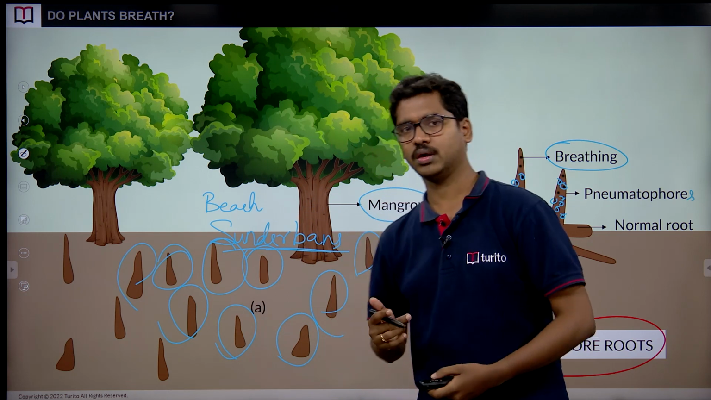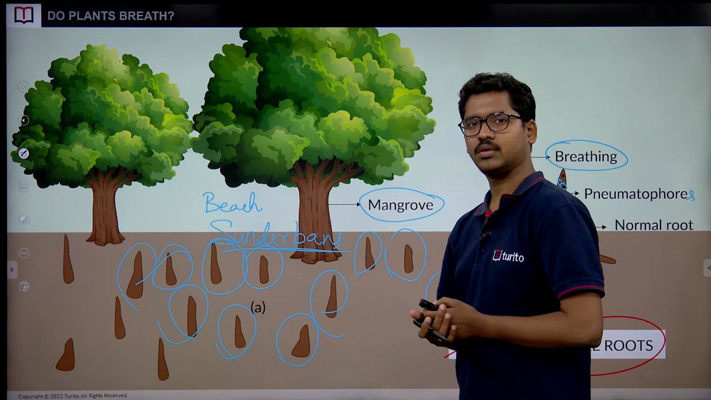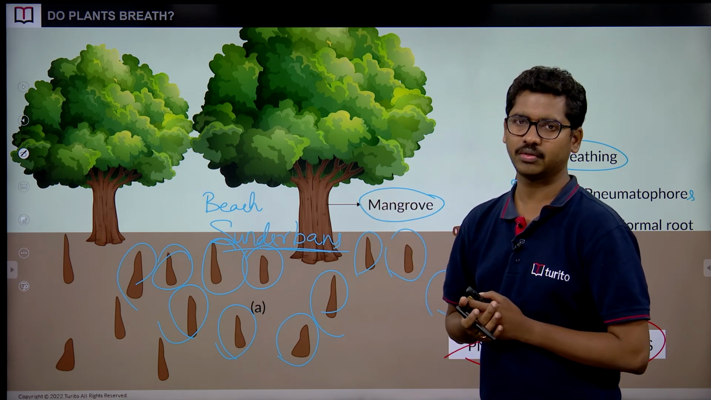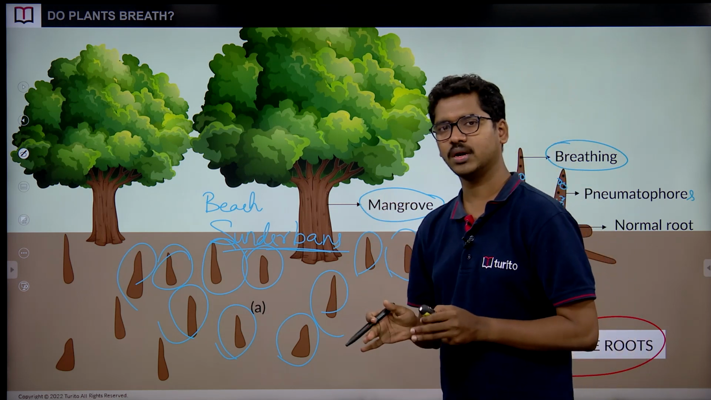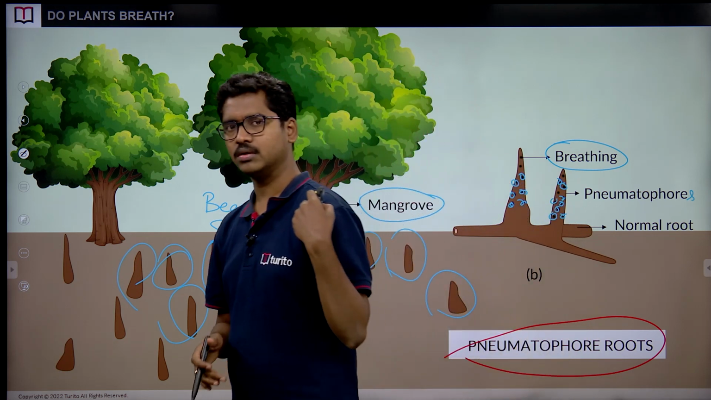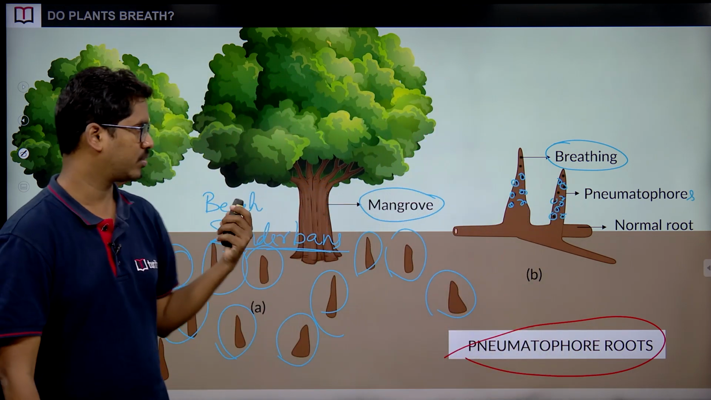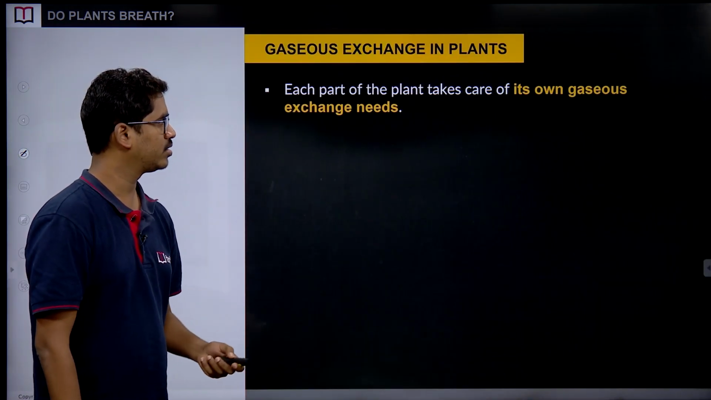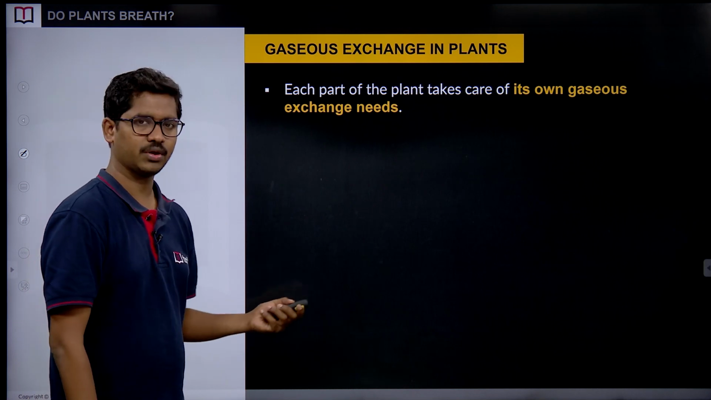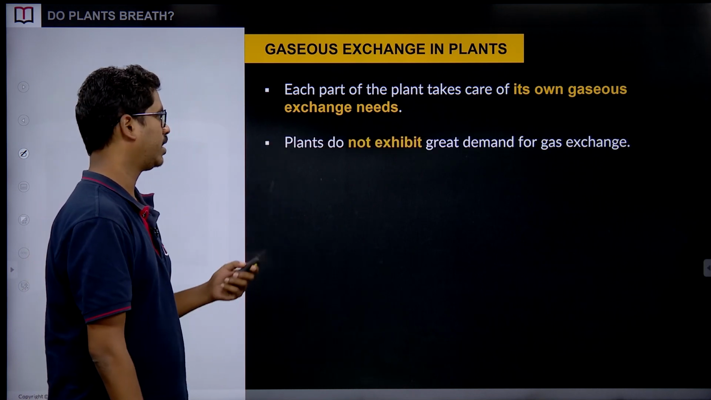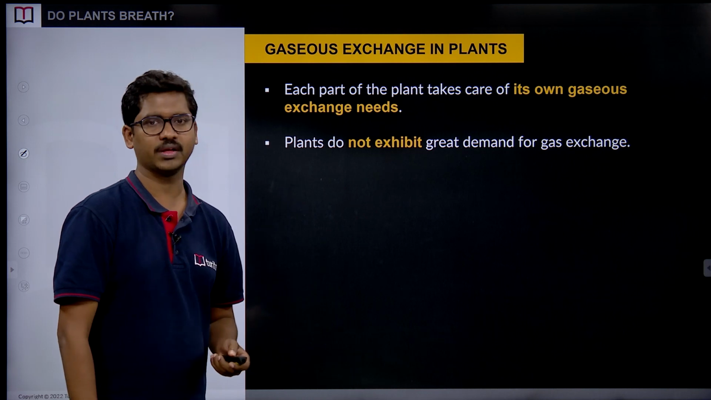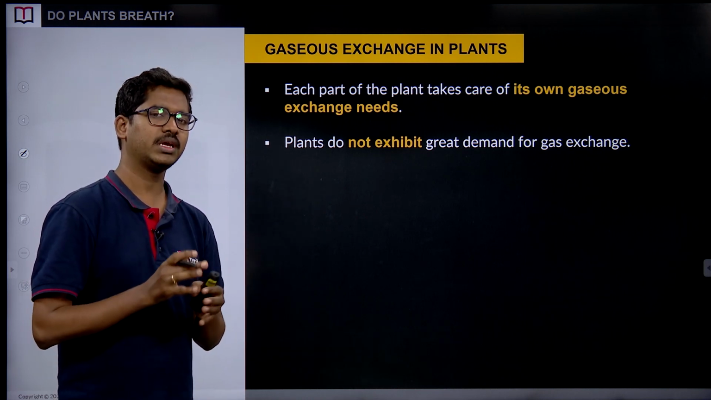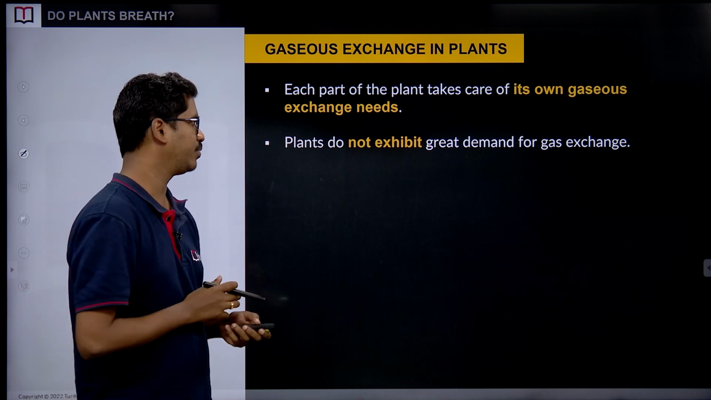So, even roots need oxygen. Even the terrestrial plants exchange respiratory gases, that is breathing, but they can do it inside the soil itself. But here these plants, the mangroves, do it outside the soil. There is a need for them to do it. Now, that gas exchange is important, and plants take care of it like this, as I told. Plants do not exhibit a great demand for gaseous exchange. They need it, but the need is not as high as ours.